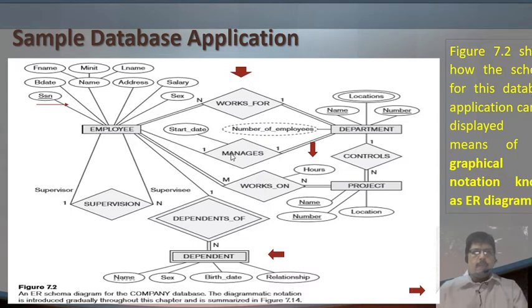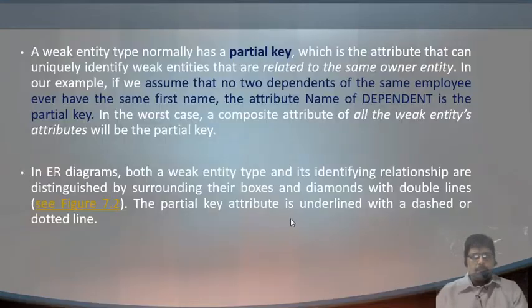You can see here how it is specified. Works for, manages and works on. So a double diamond box is a weak relationship type. Similarly, dependent is also a weak relationship type.